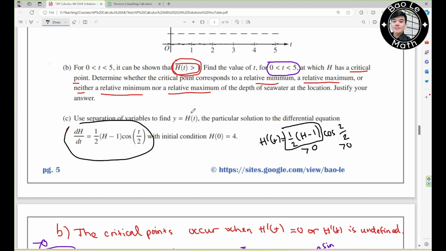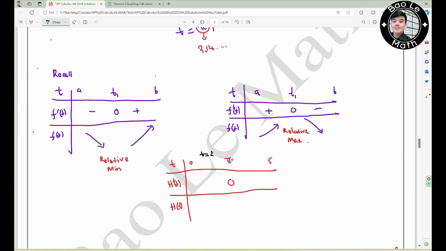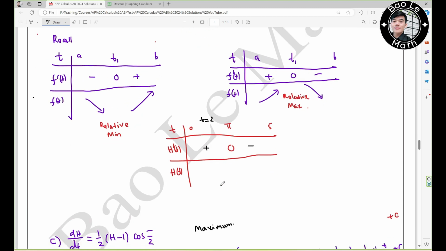Because h is always greater than 1, this guy is always positive. So cosine 2 over 2, it could be cosine 1, is greater than 0. So h prime of t is always greater than 0 on the interval 0 to pi. So this guy should be positive, this guy should be negative. So this guy's going up, this guy's going down, and this is a relative maximum.